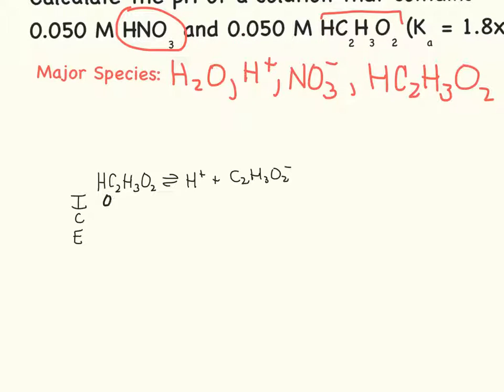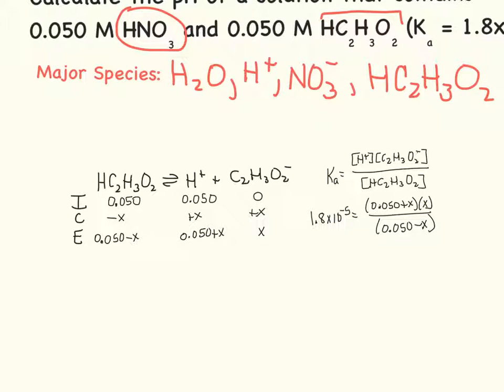We have some initial H+. It's in our major species list, and it's got to be jumping up and down at you saying, I'm here, look, I'm right here. That comes from our strong acid. So our initial amount of H+ is 0.05 molar. And our initial amount of the acetate ion is 0 because we don't have any in our major species list. So we finish our ice table, and then let's plug everything into the Ka expression and see where that takes us.